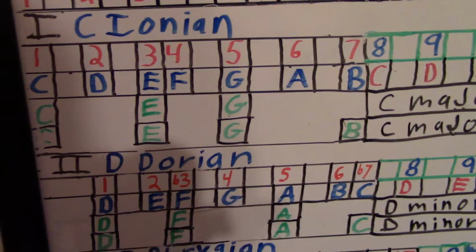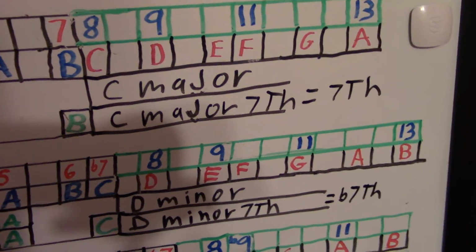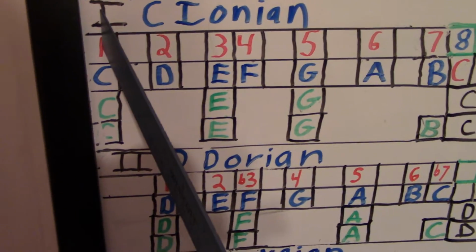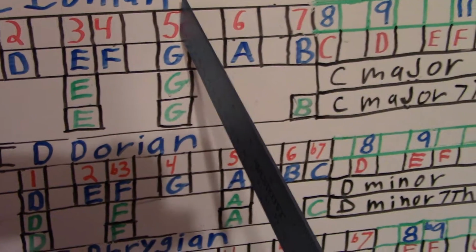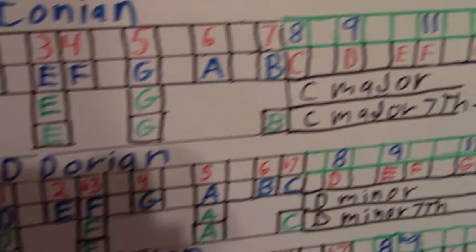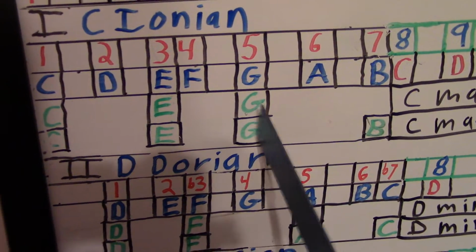Now if you were to take a C major 7th chord, you would have your root note, your third, your fifth, and then your 7th, which is C, E, G, and B.